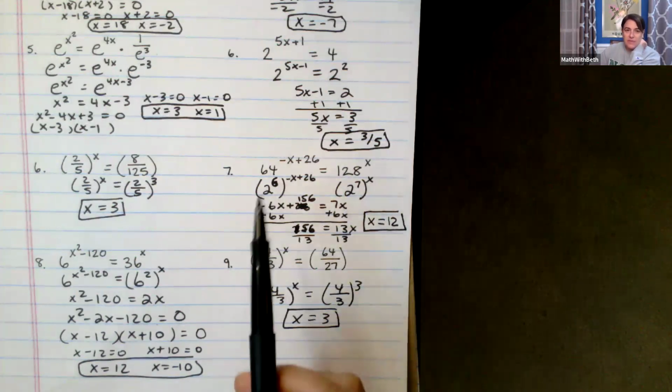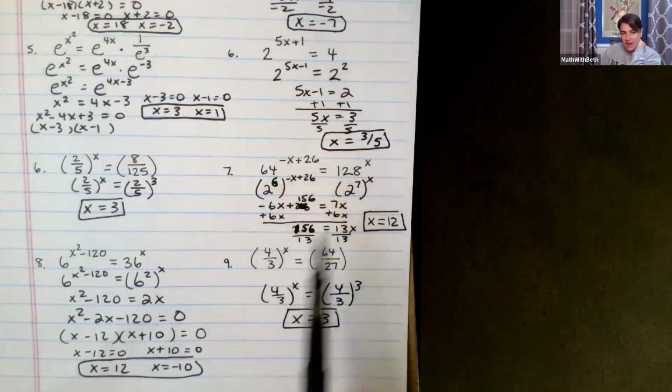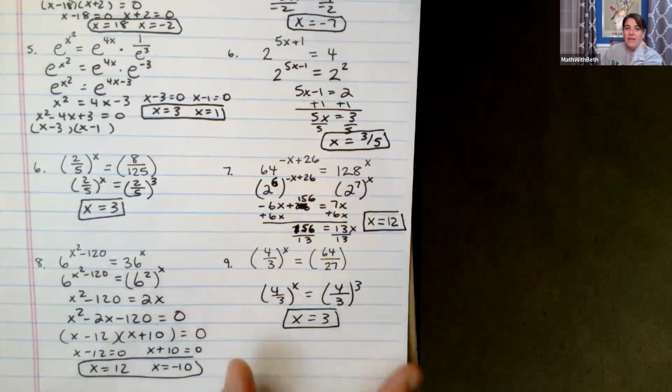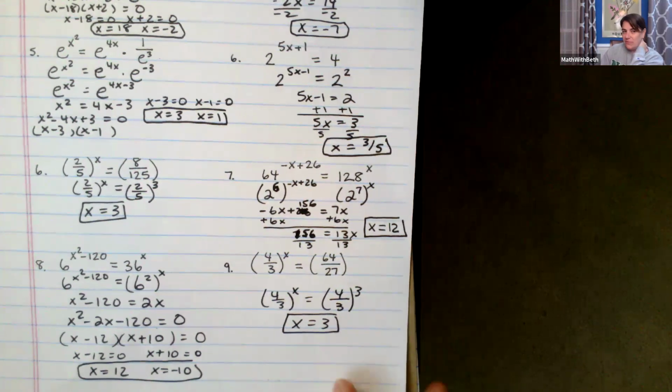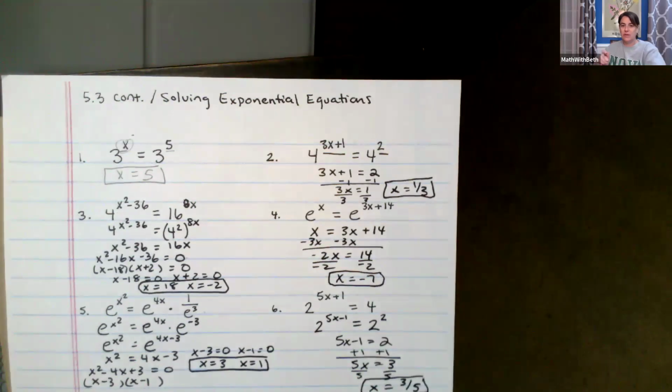So remember, the trick is if the bases don't match, try your best to see if you can rewrite them to make them match. If you can't, because there will be some where there's just no way to rewrite it, then there will be another way to do it. But for now, leaving them in exponential form, this is what you want to do.